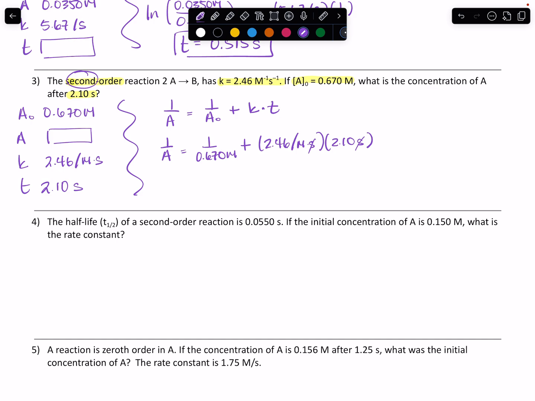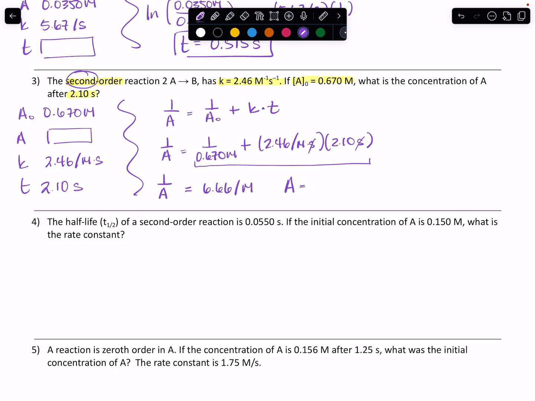All right, now here's where you have to be careful. When I do all of the math over here, I get 6.66 per molar, and it is very tempting to stop because you're like, oh, I'm done, I got a number. But you have to remember that's equal to 1 over A. All right, so you need to invert both of those.